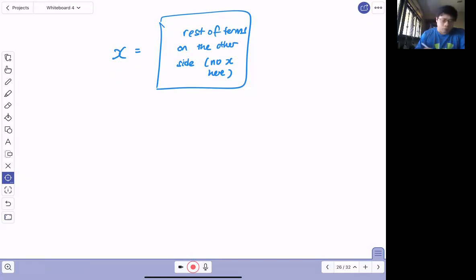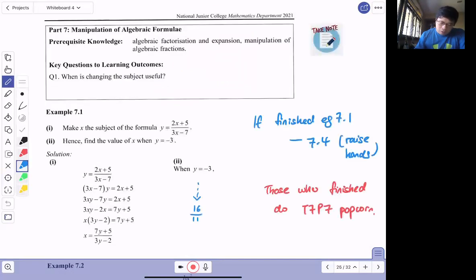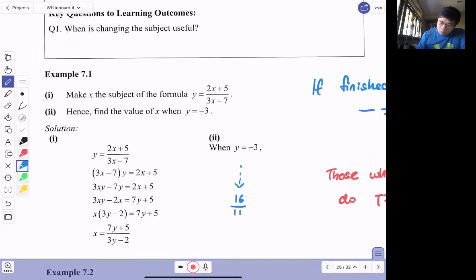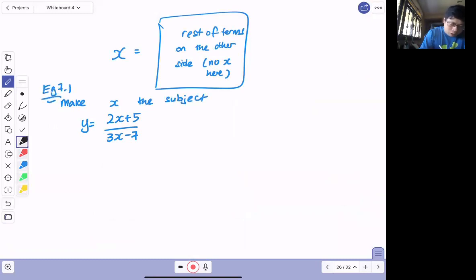So how do we do that? Remember the last lesson I said some general tips. Let me show you, for example, this question. y equals (2x plus 5) over (3x minus 7). Now we want to make x the subject. This is example 7.1. Do pay close attention. If you are lost, please stop me and I'll repeat again. If you are shy, then you just text me. Just ask me to repeat.